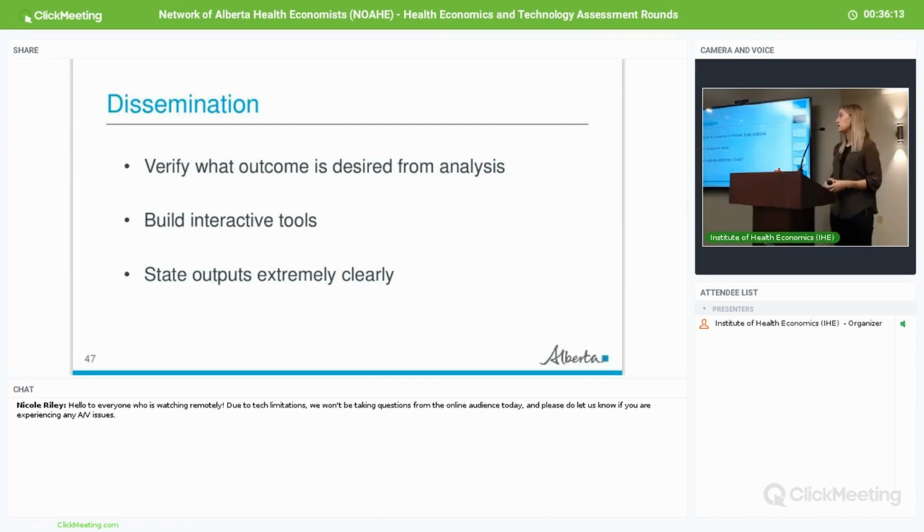Dissemination. First, and this is probably the thing that's been the hardest for me to learn, is verify what outcome is desired from the analysis. So in government, unfortunately, you're getting a lot of projects from people several pay grades above you, and you can't really pepper them with too many questions about what they want. So sometimes you don't find out you've done the wrong thing until you've gone far enough down the path that you've produced something completely off. But usually what they want is actually a lot simpler, so you can backtrack and they're still happy.